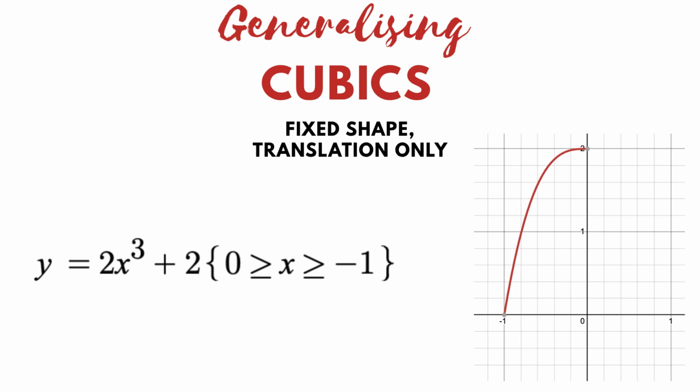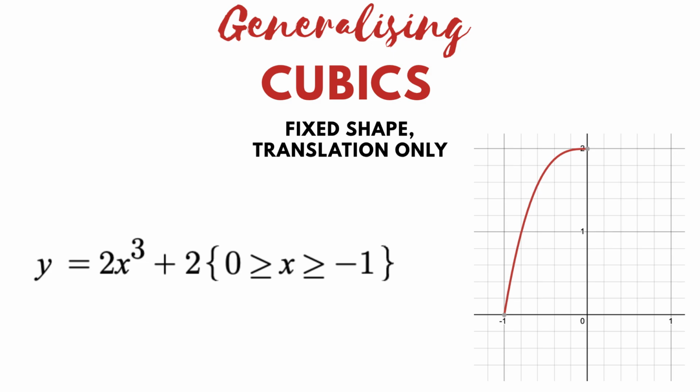Now that we know how to write out cubics, let's look at how we can generalize them. So here I've got an example where y is equal to 2x cubed plus 2. So our point of inflection is at 0, 2. And we're trying to keep the shape as it is. So that means the stretch factor isn't going to change. And we just want to move the shape around.